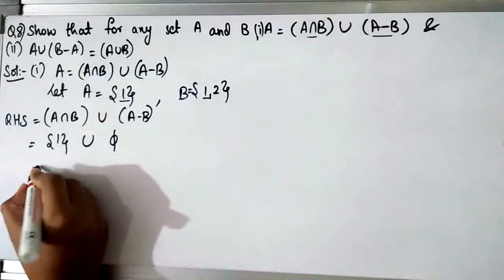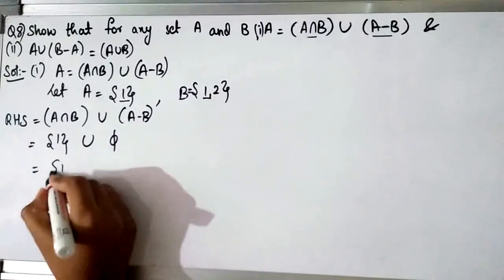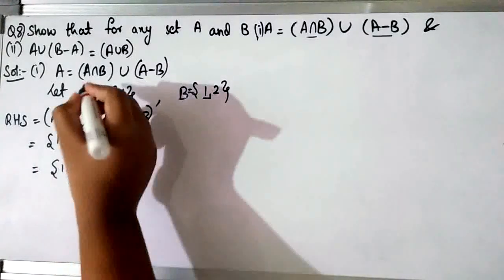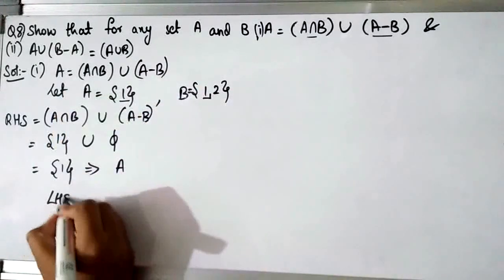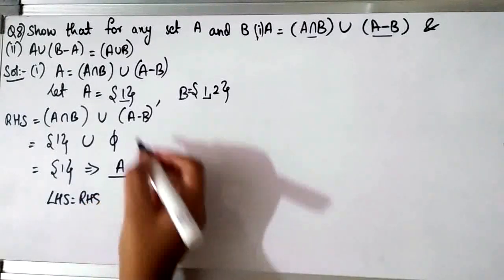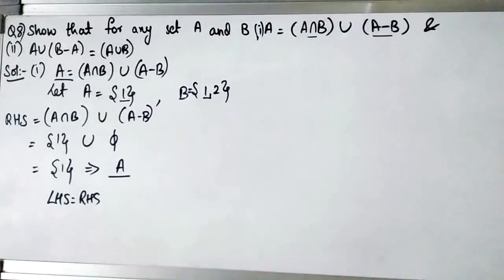Okay. So when you do the union of both of them, what you get is {1}, because on one side you have an empty set. And what is {1}? {1} is nothing but your set A itself, right? So LHS is equal to RHS, because in RHS you got A and your LHS was also A. So that is our first method to prove it. Now I'll show you the second method, that is by using properties.